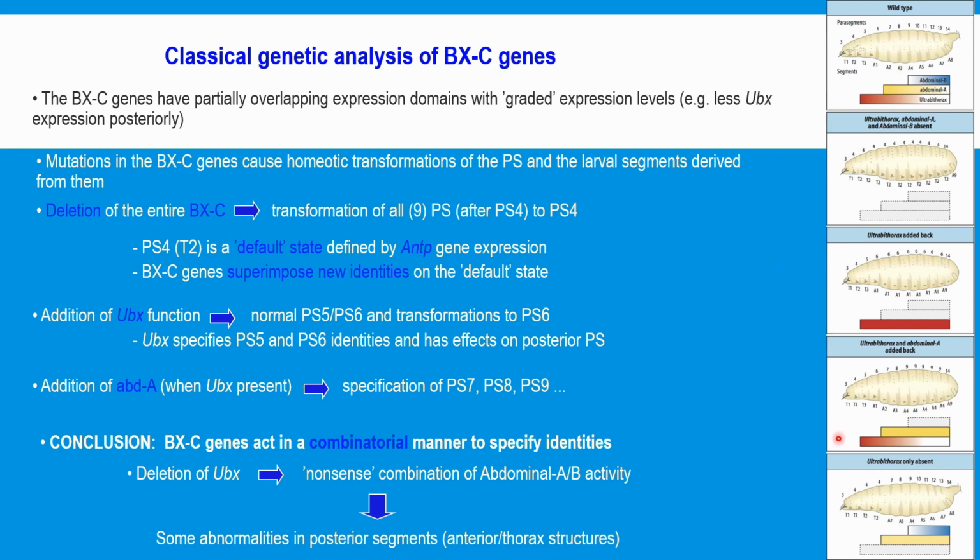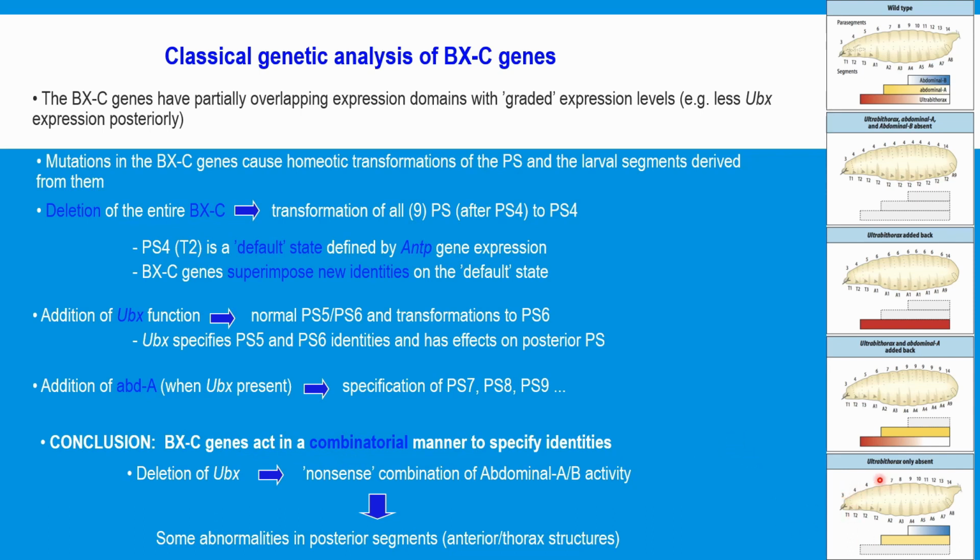And similarly, when they added back both ultrabithorax and abdominal A, they could rescue the formation of the 7th, 8th, and 9th parasegments. So this expression of abdominal A would override or suppress ultrabithorax expression, basically. And ultrabithorax expression would suppress the antennapedia expression further anteriorly. So the conclusion was that the bithorax complex genes act in a combinatorial manner to specify identities.